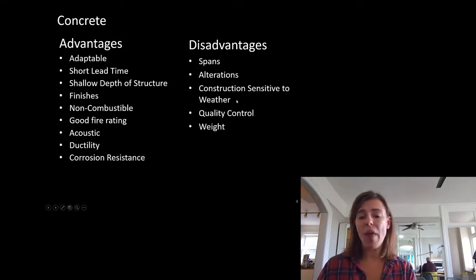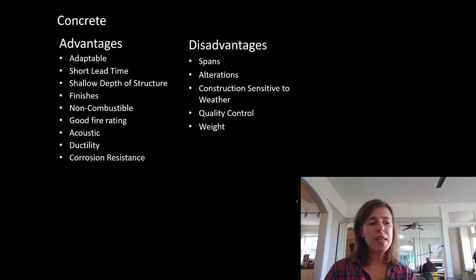It's sensitive to weather. Once we're building it, it's really dependent on weather.